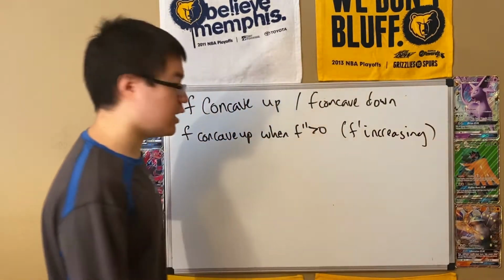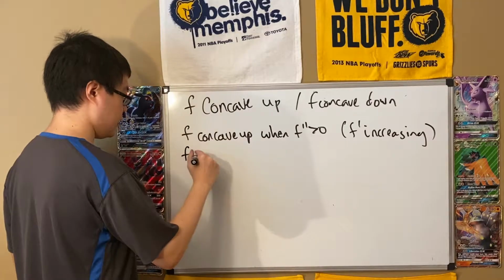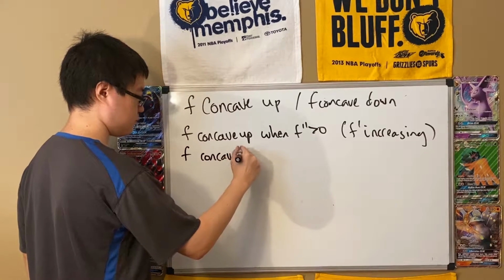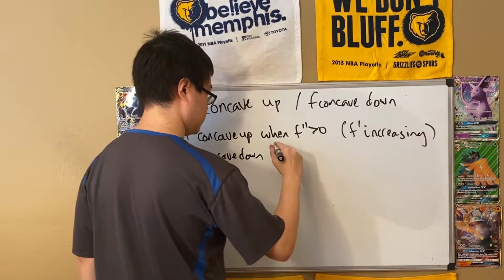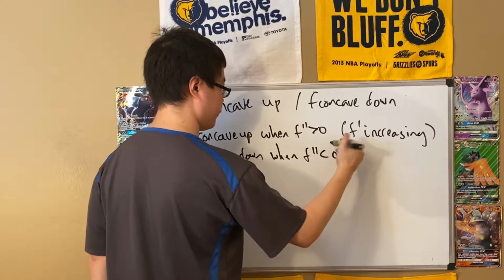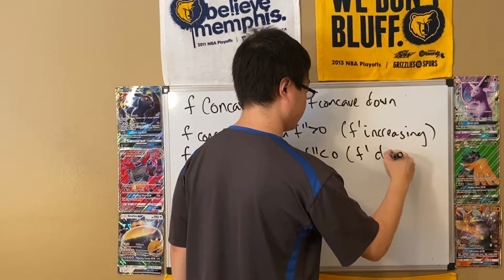Let me write down the rule for concave down, and then let me explain it a little bit. f is concave down when f double prime is negative. So it's just the reverse of the previous thing, where f prime is decreasing.